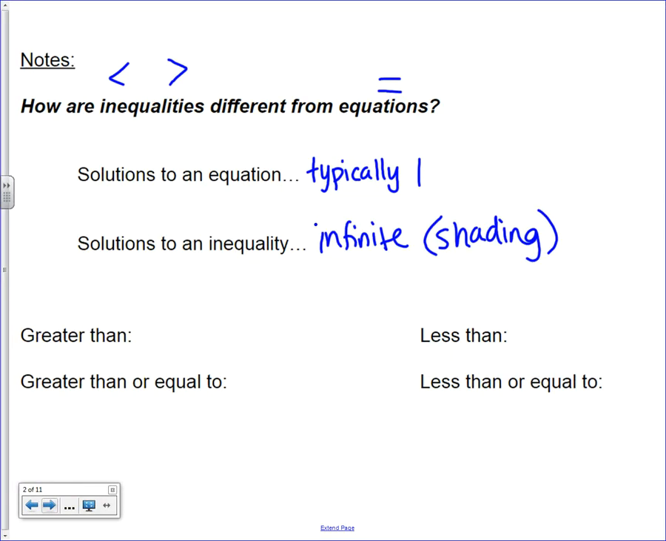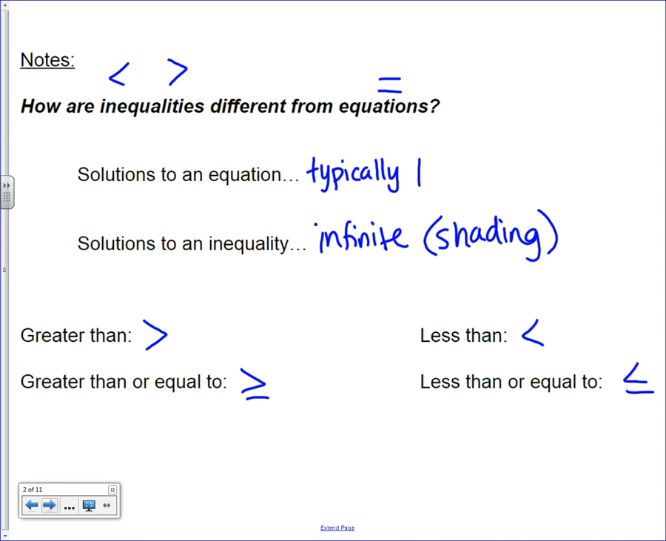Okay, so a greater than symbol, and here's where I'm going to put this in your notes so you have it if you don't know your symbols. A greater than symbol looks like that. A greater than or equal to symbol looks like that. A less than symbol is this way. And less than or equal to just has a bar underneath it.